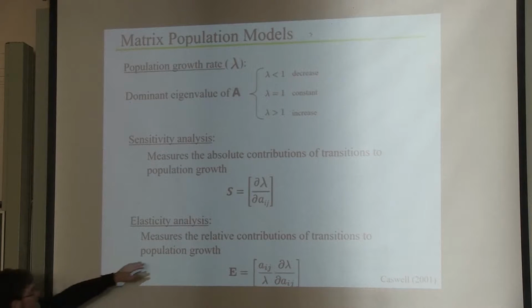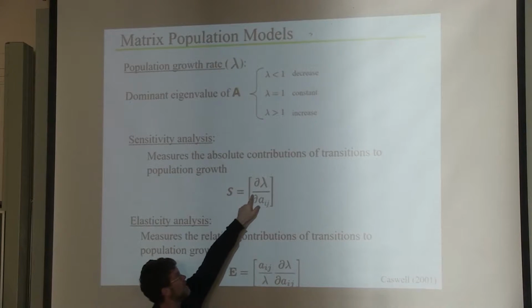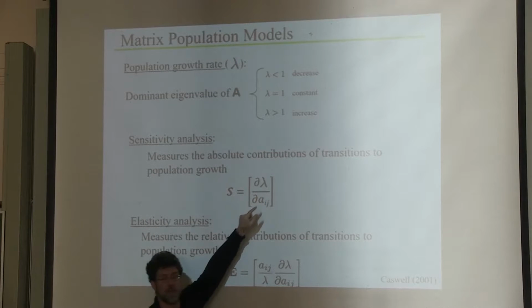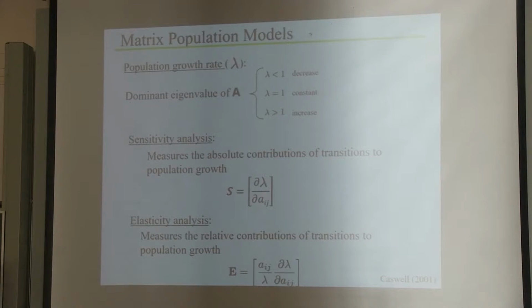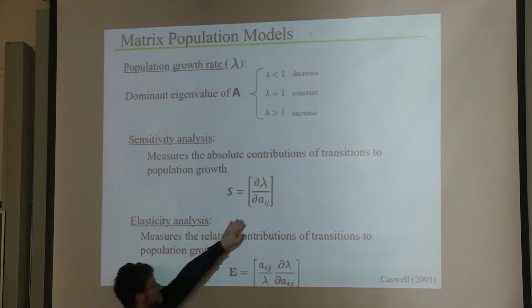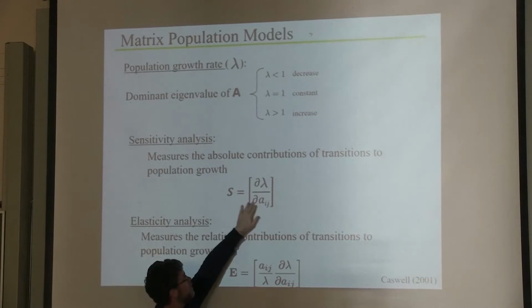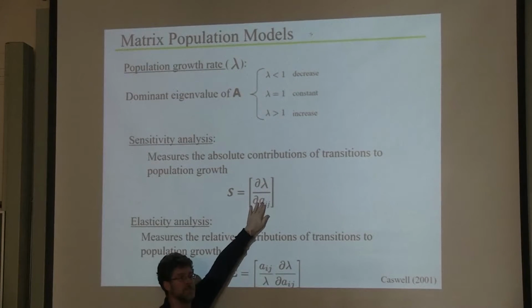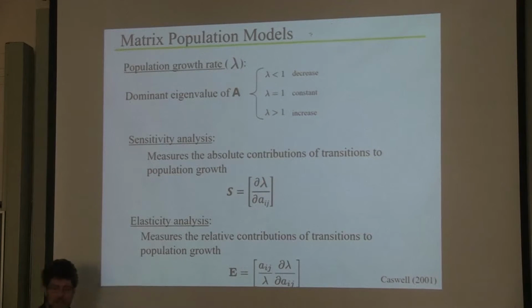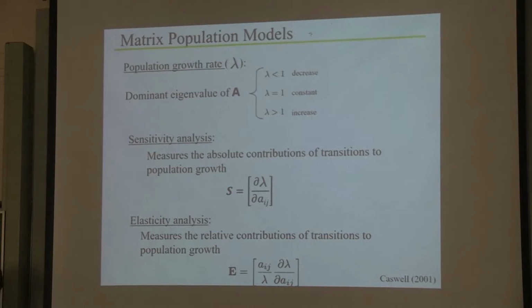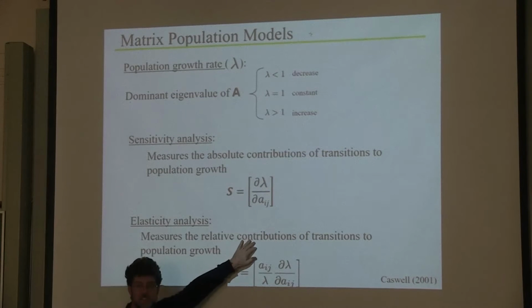Now, sensitivity is simply the partial derivative of the dominant eigenvalue with respect to one of the entries. And if we think about lambda as it depends on one of the entries, it may be useful to see how quickly lambda will change if we change one of the entries. If it's highly sensitive, we could think about controlling that. More often, though, people look at elasticity.